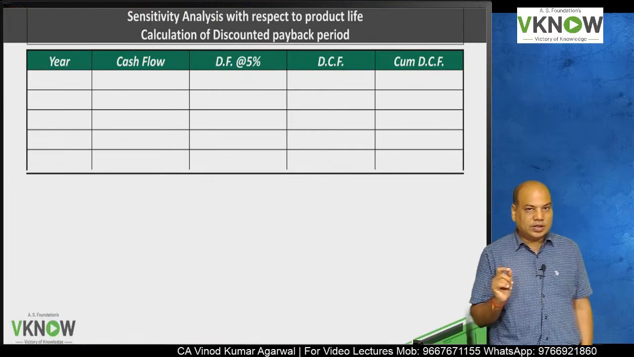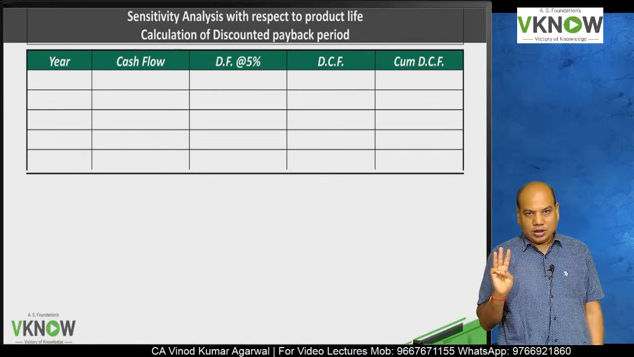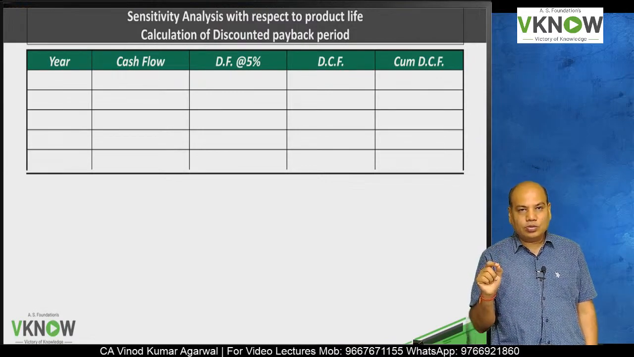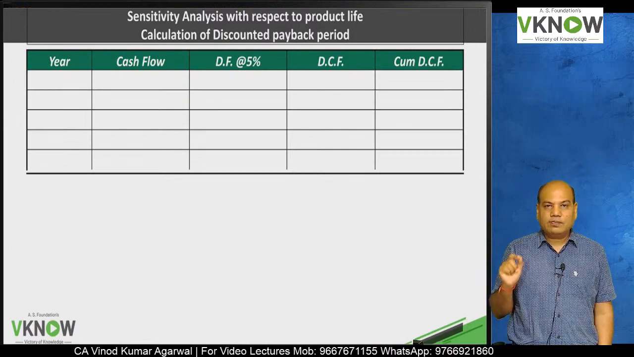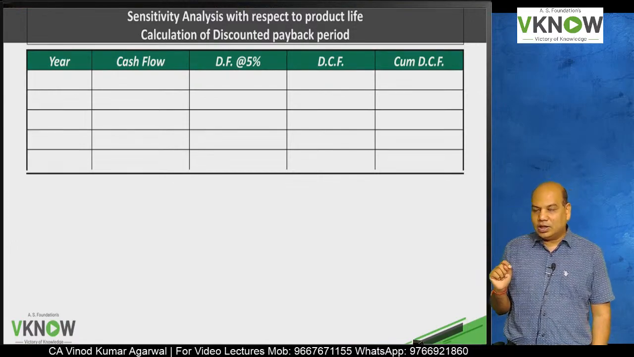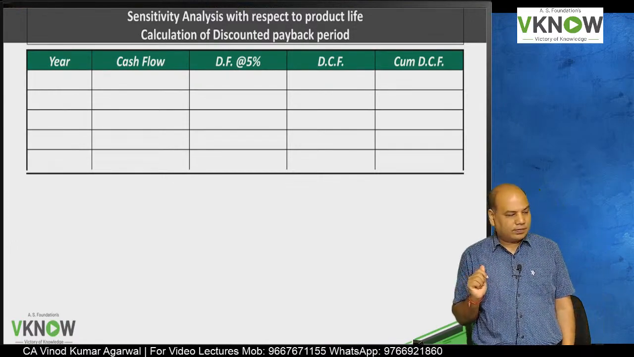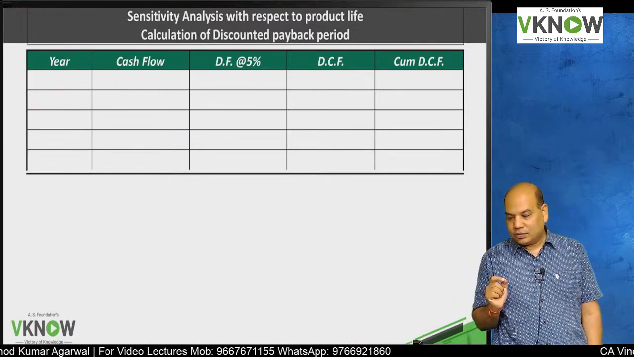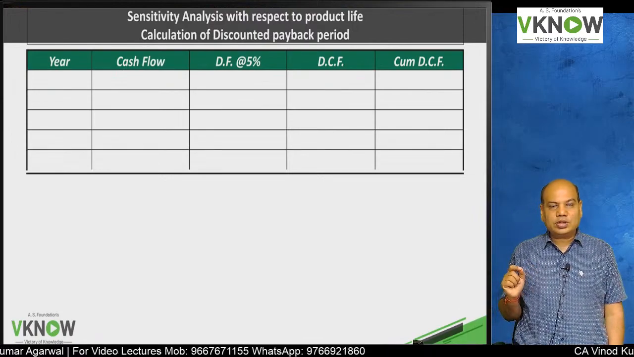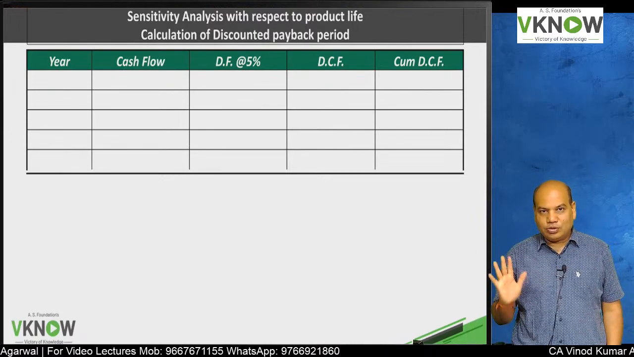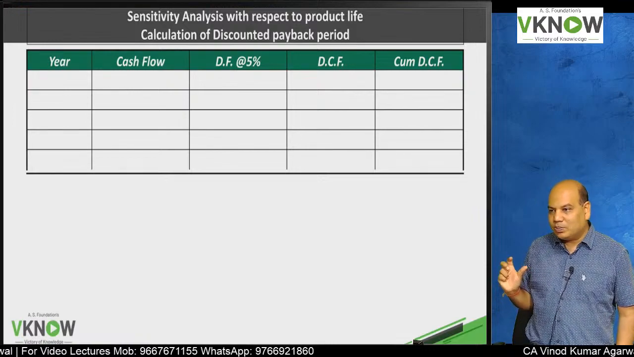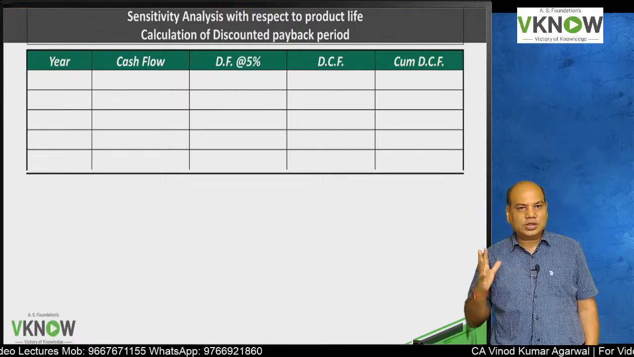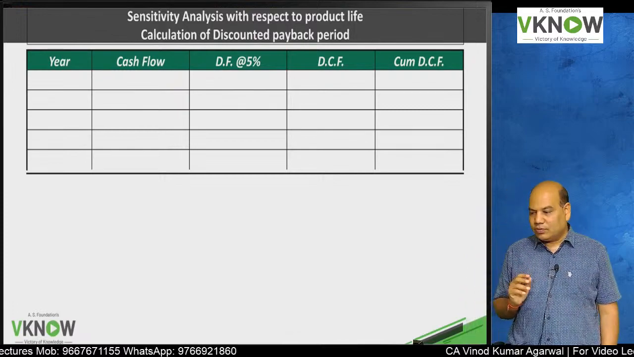We have to do sensitivity analysis for three variables. One is life of the project, second is sales volume, third is material cost. First we'll write sensitivity analysis with respect to product life. Under that we'll write calculation of discounted payback period. Already explained to you, discounted payback period means the minimum time required to recover your initial investment. Okay, format is same.